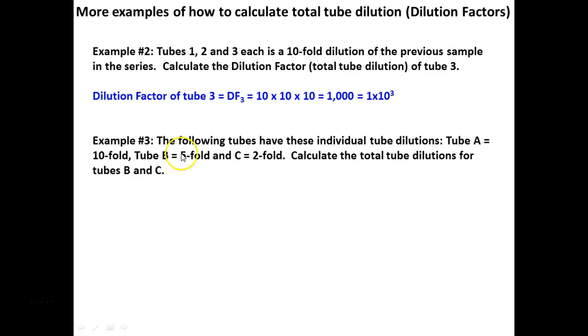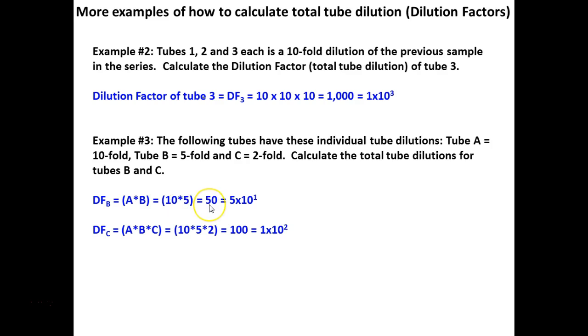Well, let's do some odd numbers. So what if tube A is a 10-fold dilution, tube B is a 5, and tube C is a 2? What's your final dilution factor for tube C? A times B times C, right? 100. Yep. So A times B gives us 50, and if you do A times B times C, 10 times 5 times 2 gives us 100.